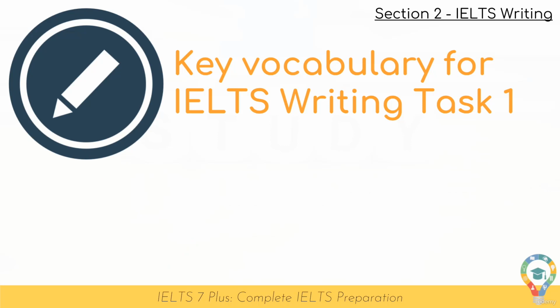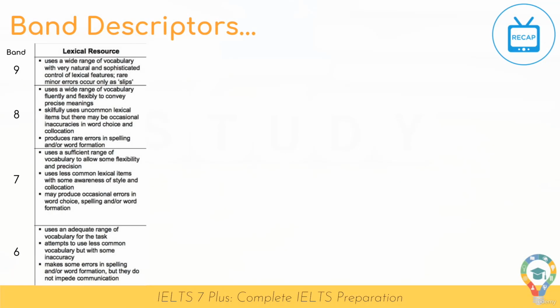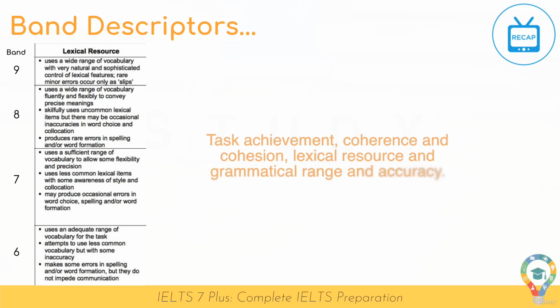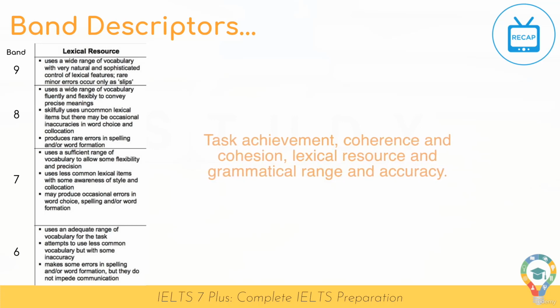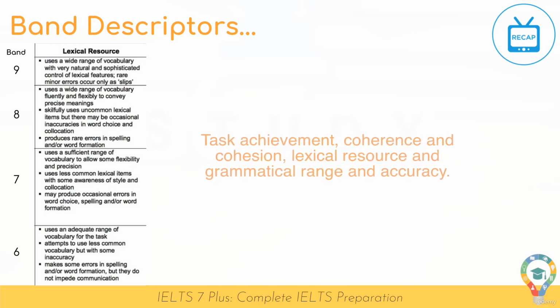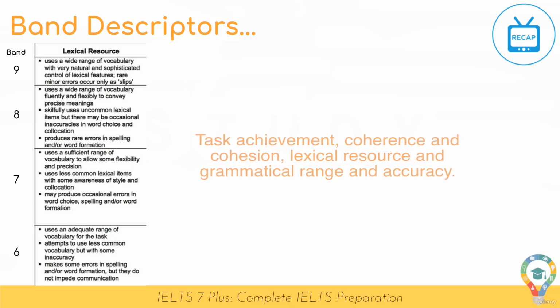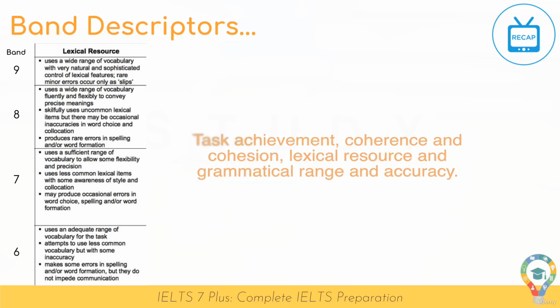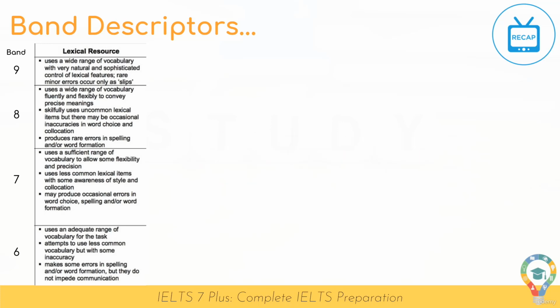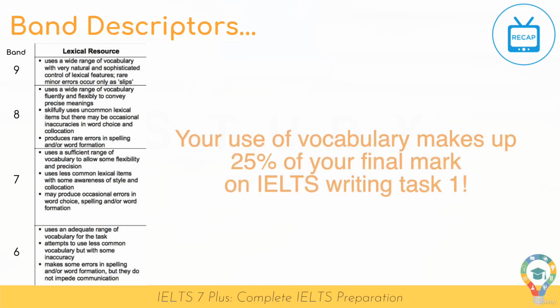Let's go back to the band descriptors to understand why vocabulary is so important for your final band score. You may remember the band descriptors are split into 4 sections. That's task achievement, coherence and cohesion, lexical resource and grammatical range and accuracy. The key point to remember is these 4 criteria are marked equally at 25% each.